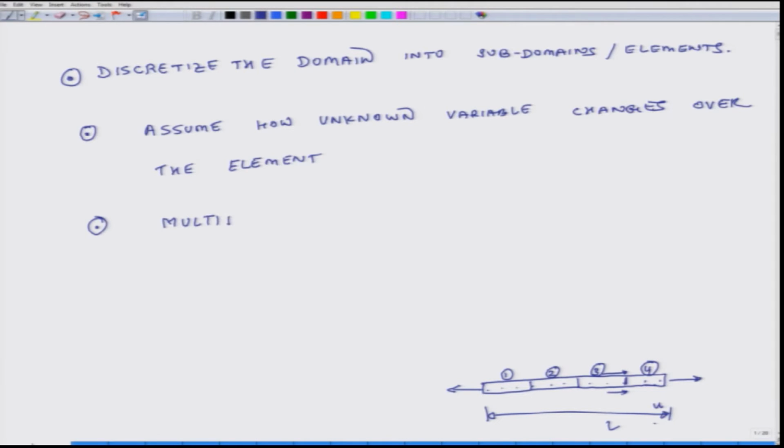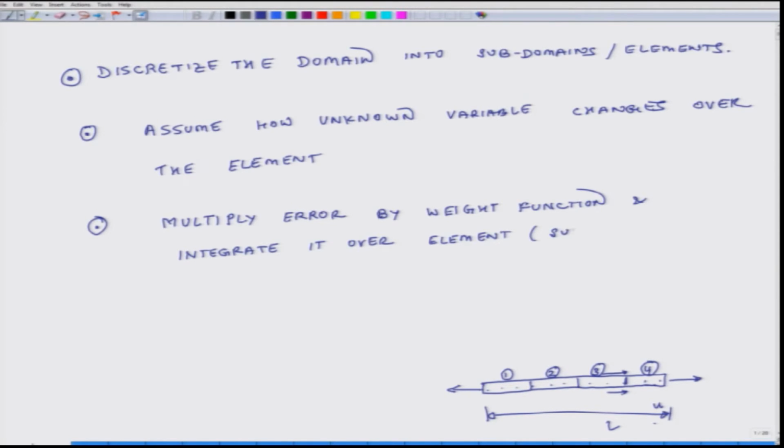So, we multiply the error by a weight function and integrate it over the element or subdomain.